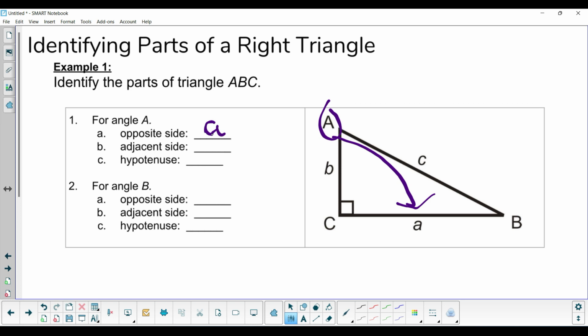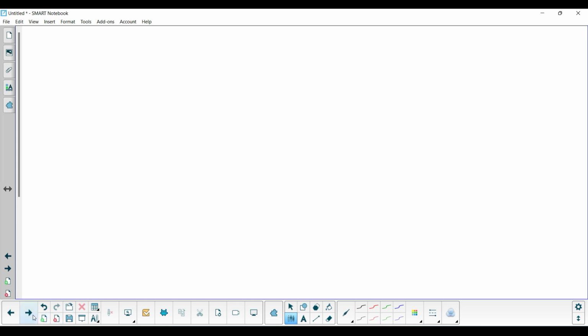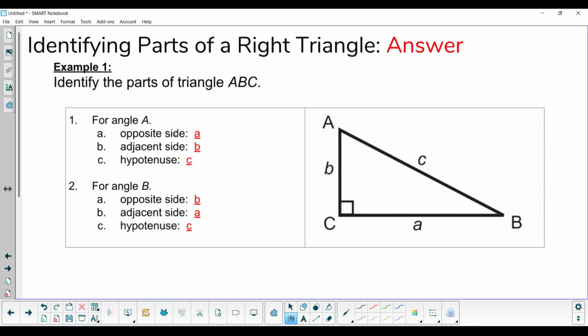Now the adjacent side for angle A will be b, and the hypotenuse will be c. You should know this already, guys, so I'm not going to spend too much time on it. So these are the answers. You should have this with you guys.